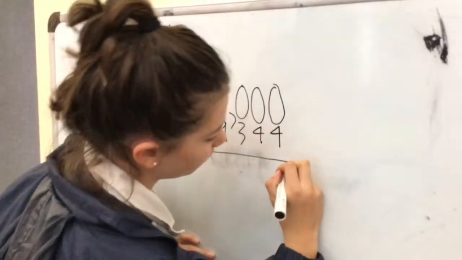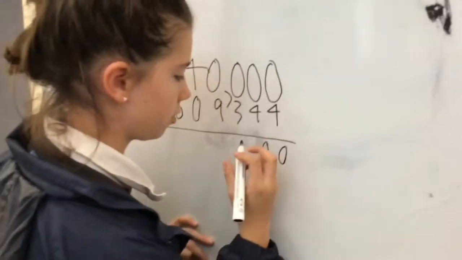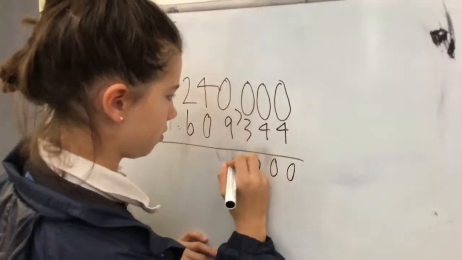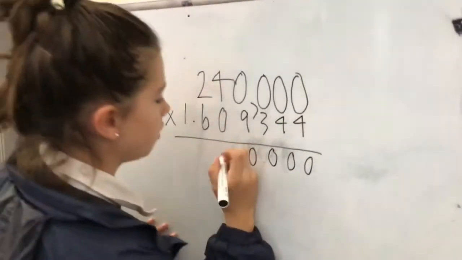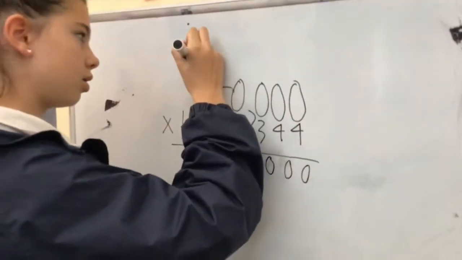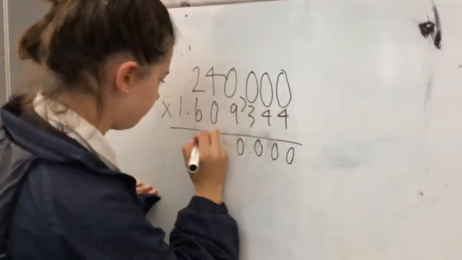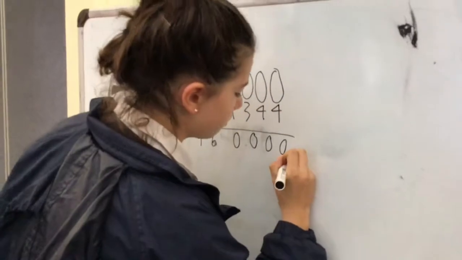4 times 0 is 0, 4 times 0 is 0, and 4 times 0 is 0. 4 times 4 is 16, so put the 6 down there and put the 1 up the top. 4 times 2 is 8 plus 1 is 9. And then you add 1 zero at the bottom.